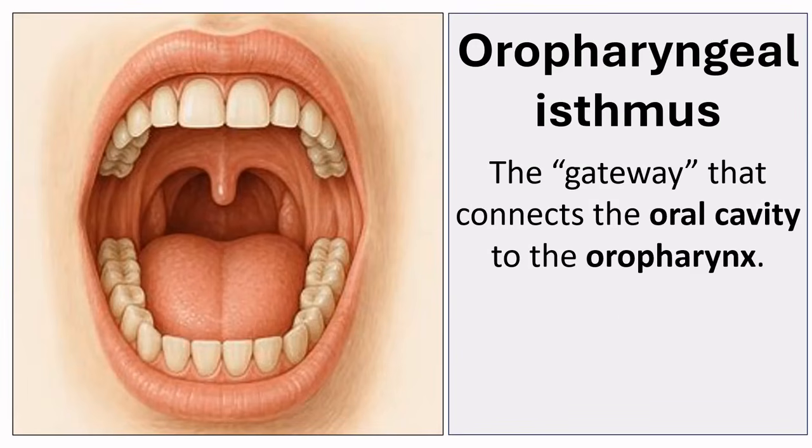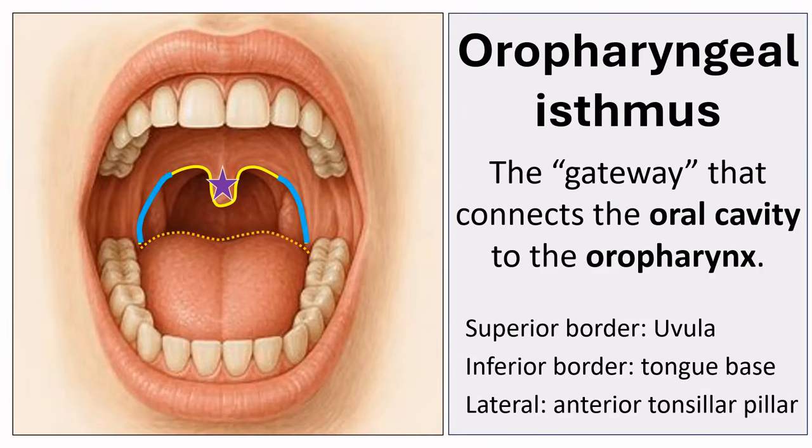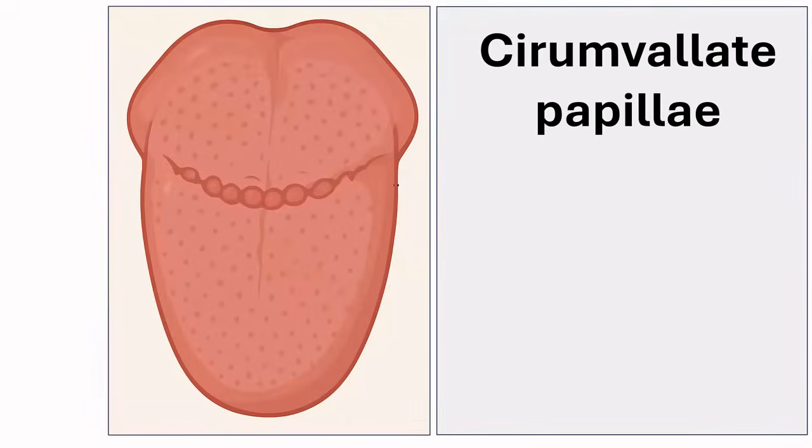So as said, it is the gateway connecting oral cavity with oropharynx, and the superior border is formed by the uvula of the soft palate, the inferior border by the tongue base, more specifically by the circumvallate papillae, and I'm going to talk about those on the next slide, and then the lateral border is formed by the anterior tonsillar pillars. And when we have anterior tonsillar pillars, we also have posterior ones, of course, but more about that later. For now, it suffices to understand the anatomy of the oropharyngeal isthmus.